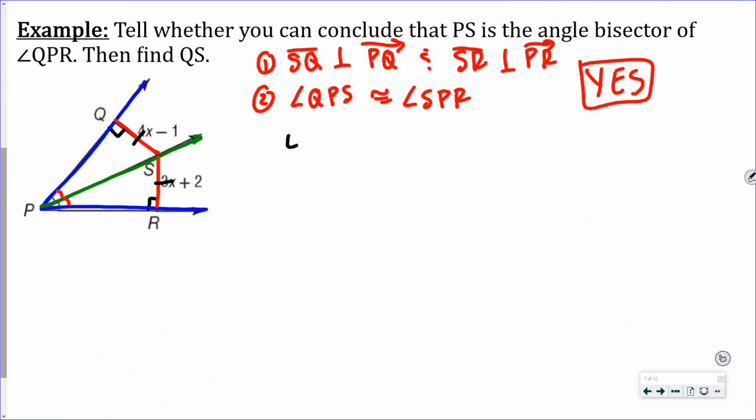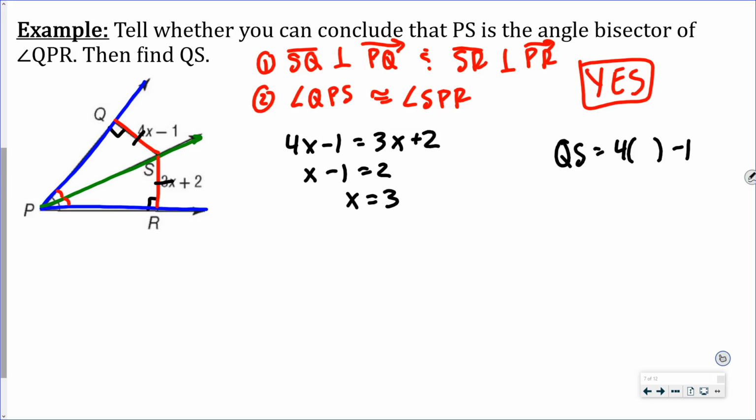So I set up my equation by just setting them equal to each other. Solve for x. X is 3. They didn't ask me to find x. They asked me to find QS. QS is 4x minus 1. X is 3. QS is 11 units.